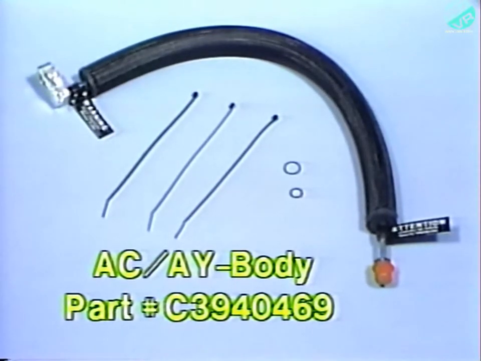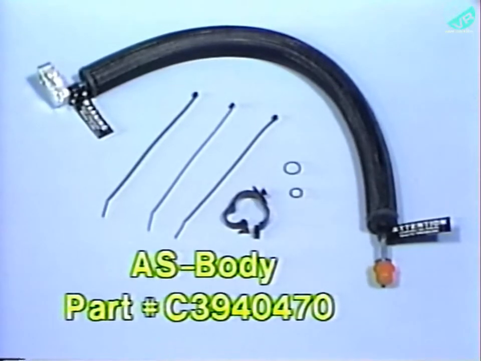For all AC and AY body Dodge Dynasty, Chrysler New Yorker, Fifth Avenue, and Imperial models, use recall part number C3940-469. For AS body Plymouth Voyager and Grand Voyager, Dodge Caravan, Grand Caravan, and Caravan CV models, use recall part number C3940-470.